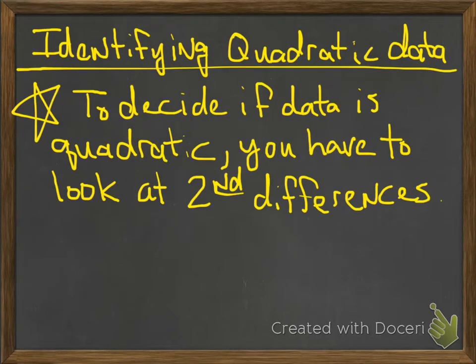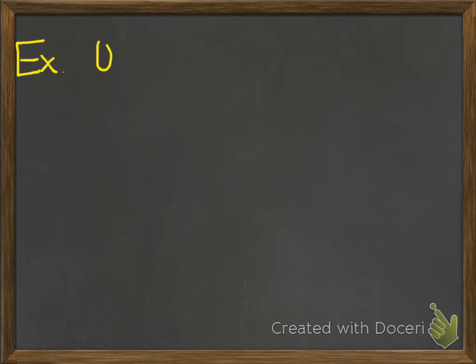So the first thing we're going to look at is identifying quadratic data. This is a very important note: you need to decide if the data is quadratic. To do that, you have to look at the second differences. And you'll see what we mean by that in a second. So let's look at an example.